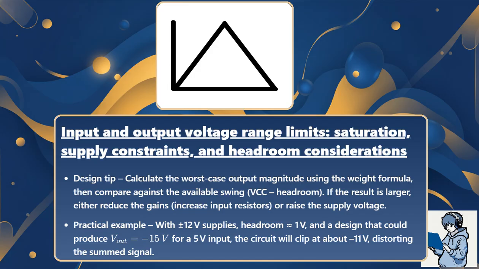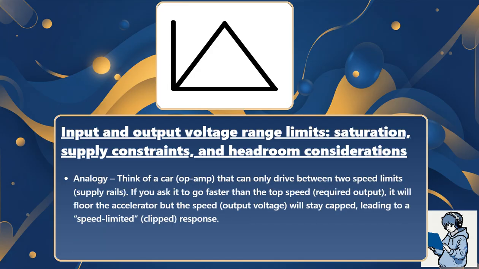Practical example: with plus or minus 12 volt supplies, headroom approximately 1 volt, and a design that could produce Vout equals minus 15 volts for a 5-volt input, the circuit will clip at about minus 11 volts, distorting the summed signal. Analogy: think of a car, the op-amp, that can only drive between 2 speed limits, the supply rails. If you ask it to go faster than the top speed, required output, it will floor the accelerator, but the speed, output voltage, will stay capped.